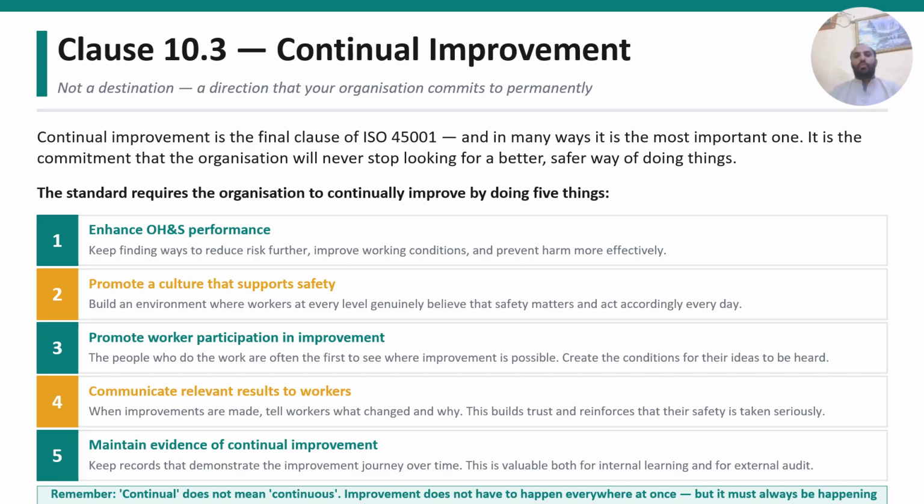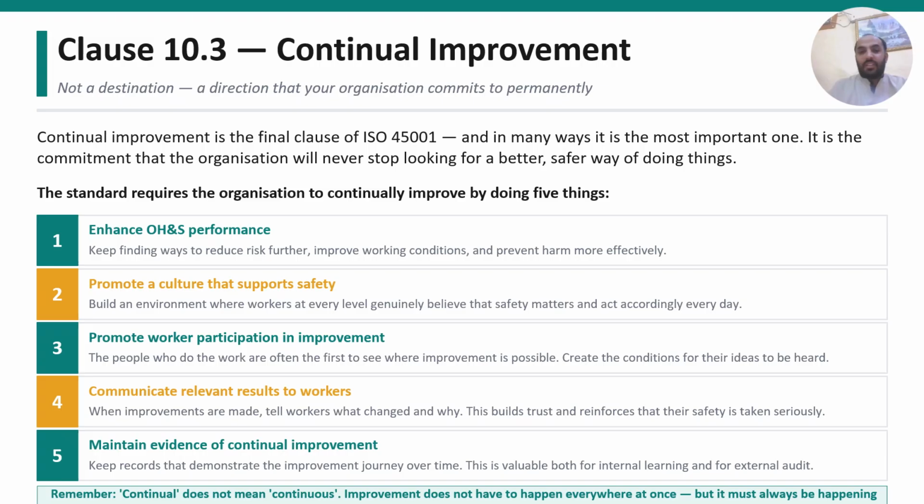And I want to leave you with one very important clarification from the standard itself. The word used here is continual, not continuous. Continual means improvement that happens over time, with intervals. It does not mean that every part of the organization must be improving simultaneously at every moment. What it does mean is that improvement must always be happening somewhere.